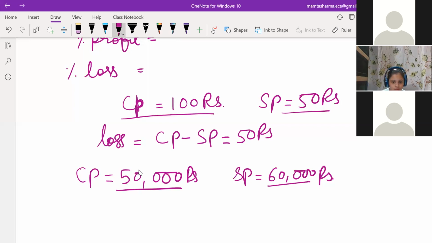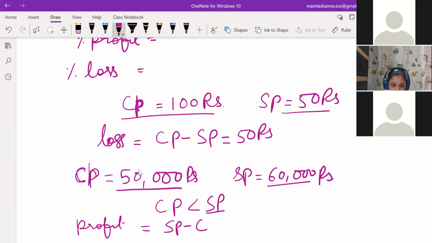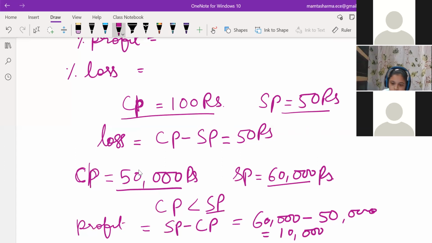That will be a loss? Cost price is less than the selling price. Here cost price, selling price is more. Profit. Yes, this is a profit. If selling price is more, it means there would be a profit. So that profit will be selling price minus cost price. Selling price is 60,000 and cost price is 50,000. So profit of 10,000 rupees.